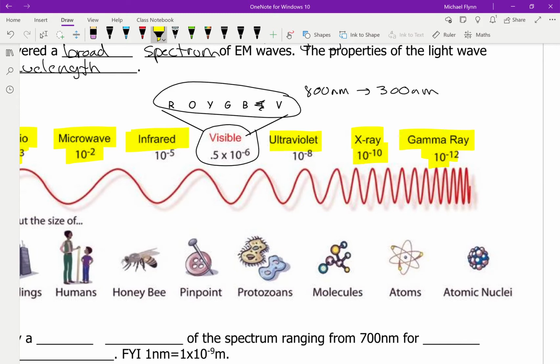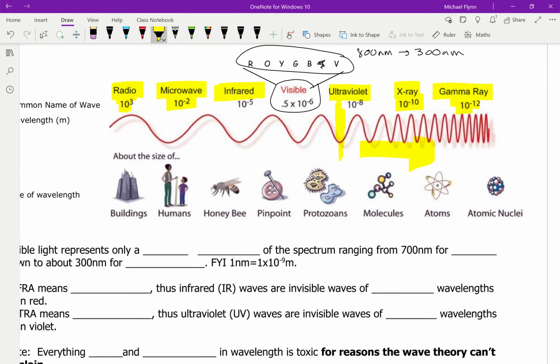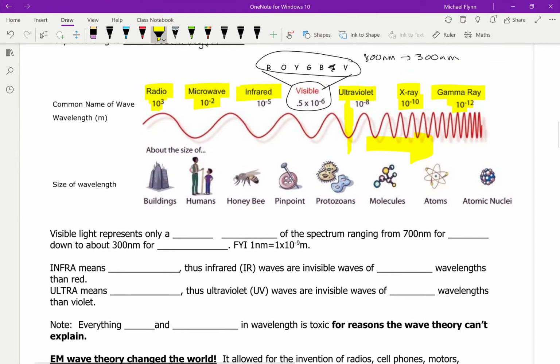Okay? And by the way, it starts becoming harmful right in the ultraviolet range, and anything past that is even worse. We call that ionizing radiation. That's why you get sunburns from ultraviolet light, but X-rays and gamma rays would be even worse, of course. But the sun doesn't emit X-rays and gamma rays. Thank heavens for that. Okay?